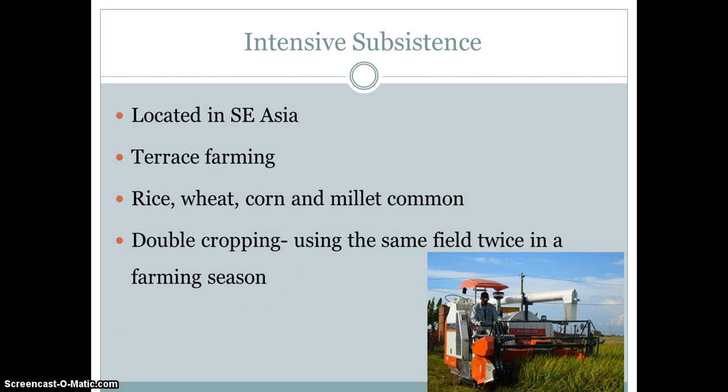Intensive subsistence. This is located in Southeast Asia. It's located in areas of high population density. If it's mountainous, it uses terraced farming, and the main problem with terraced farming in the mountains is that it becomes very labor intensive, because the machines cannot get to the locations where the farming is at. Rice is the most common, followed by wheat, corn, and millet. They practice double cropping, which is using the same field twice in a farming season to generate more output for that season.